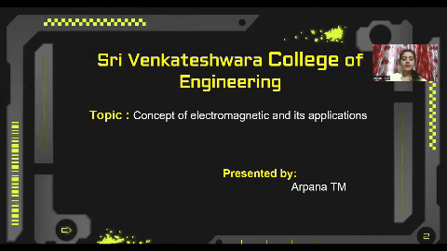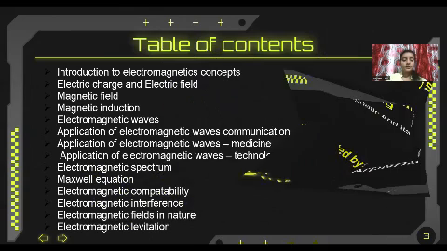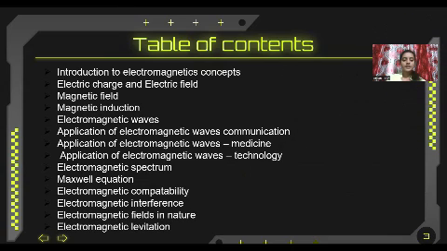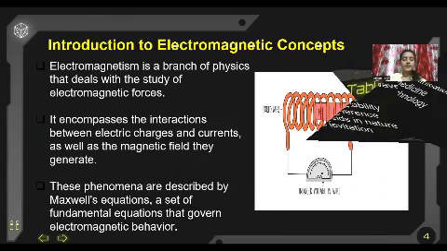So today I'm going to explain to you the concept of electromagnetics and its applications. The table of contents is listed below. Introduction to electromagnetic concepts, electric charge and electric field, magnetic field and induction, electromagnetic waves, and applications of electromagnetic waves in the field of communication, medicine and technology, electromagnetic spectrum, Maxwell equations, electromagnetic compatibility, interference, fields in nature, levitation and so on. First is the introduction to electromagnetic concepts.